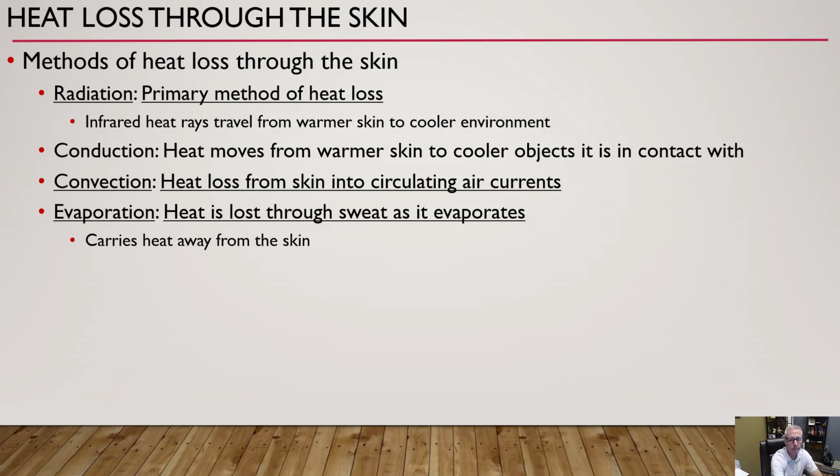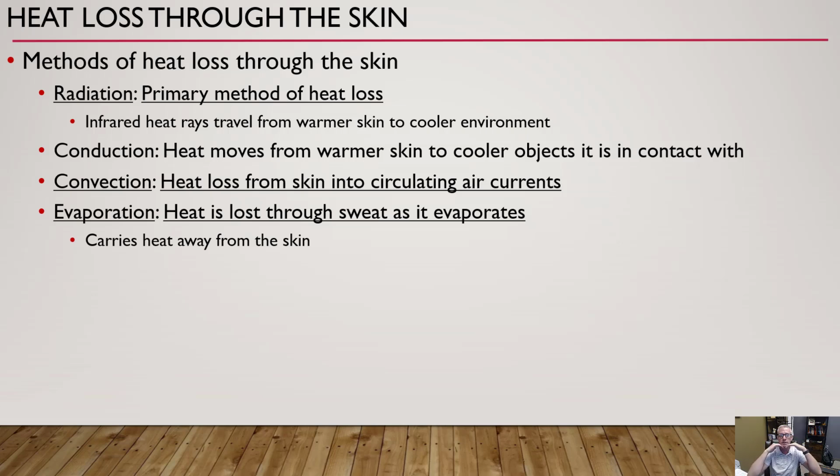All right, convection. Heat loss from the skin into circulating air currents. So I told you that my office was 71.8. If the air conditioner was running, then I would be losing heat because I'm 98.6. Then I would be losing heat through convection. So don't get radiation and convection confused.